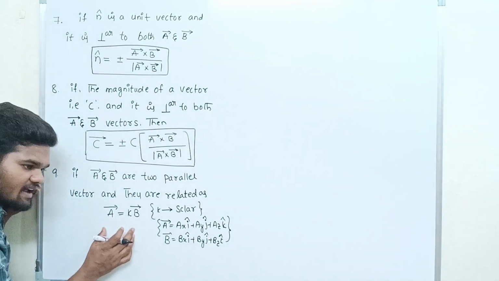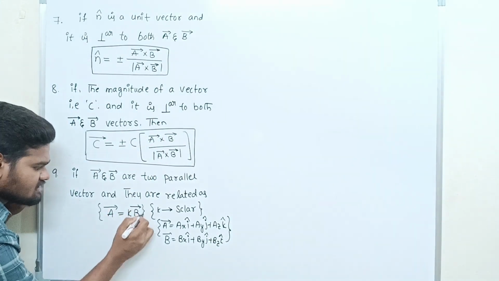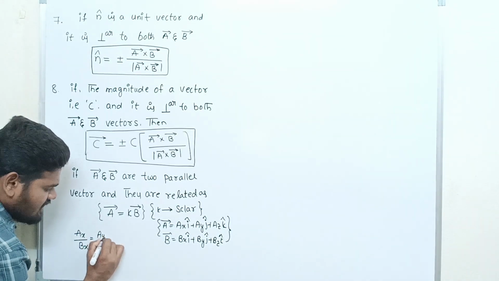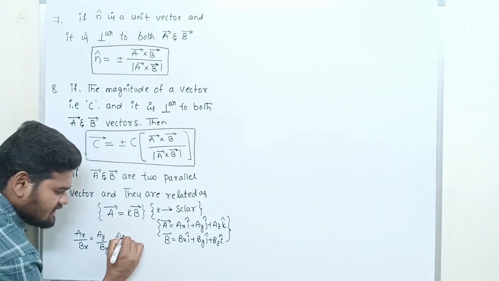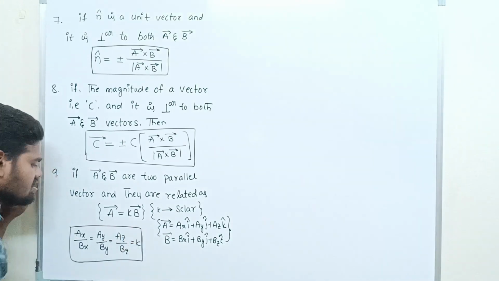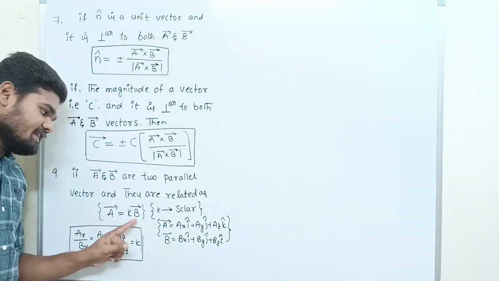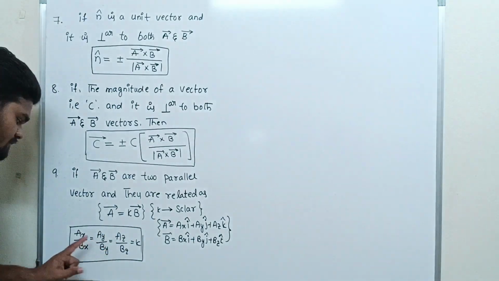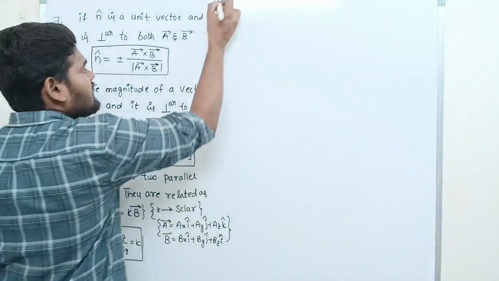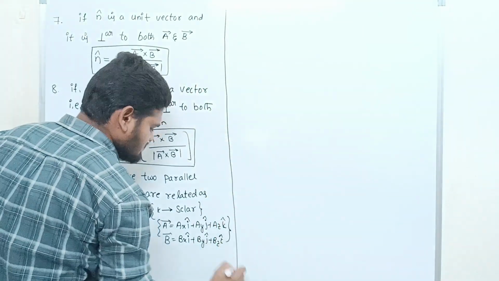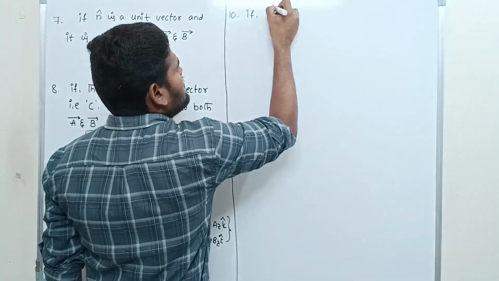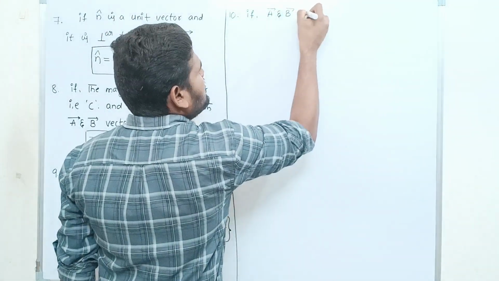Okay, right. Then the formula for this condition is Ax by Bx is equal to Ay by By is equal to Az by Bz is equal to K. So when the two vectors are parallel to each other and they are related with a scalar like this, then the result is Ax by Bx is equal to Ay by By is equal to Az by Bz is equal to that scalar quantity. Okay, right.